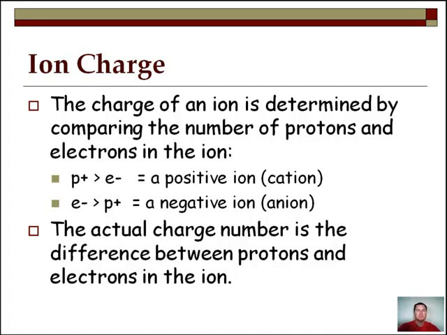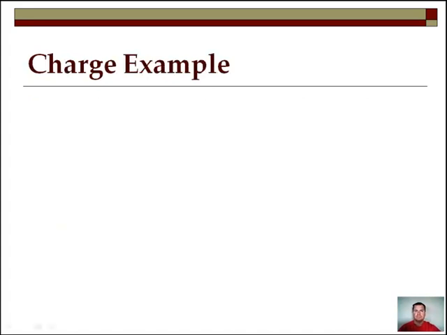So hydrogen, for example, is +1. Chlorine is -1. Oxygen, -2, because we gained 2 electrons. Pretty easy to follow along with this, but it's really important that you understand this. So let's look at a couple examples here.